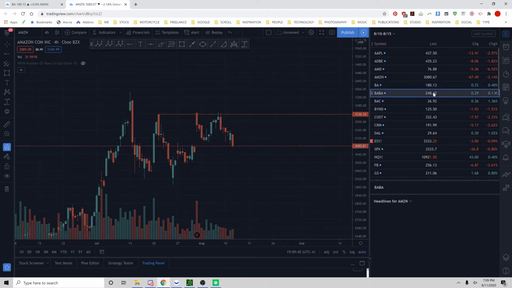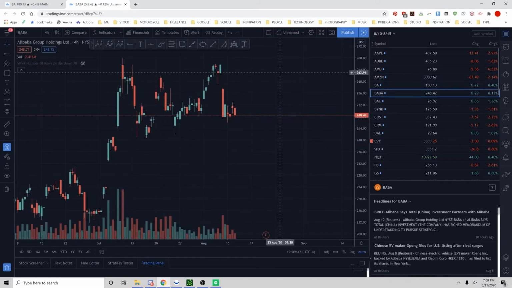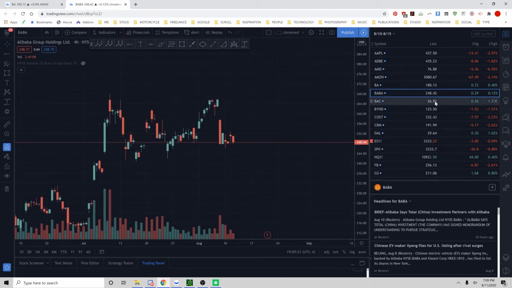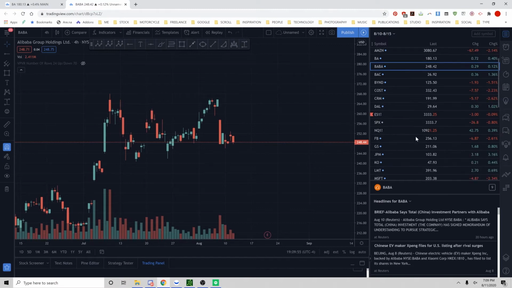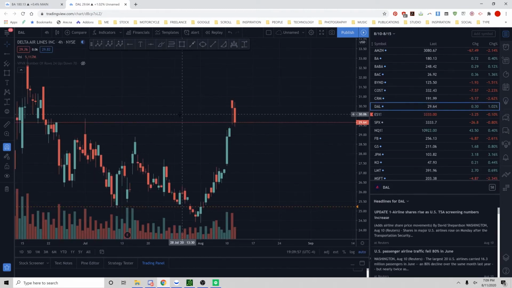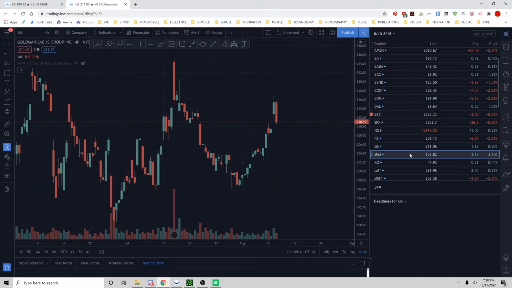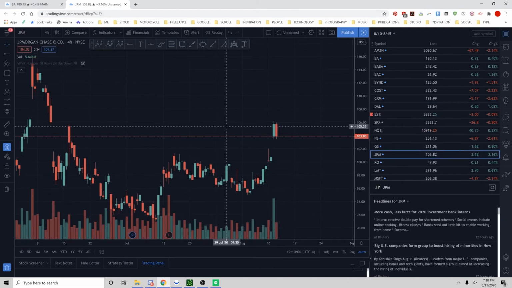And there's also another example with Baba, I think. I'm just trying to remember. That's kind of like a proper demand supply zone above. I think there was one more that I was looking at. Is it DAL? No. JP Morgan.